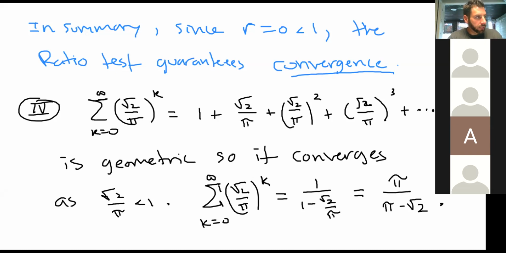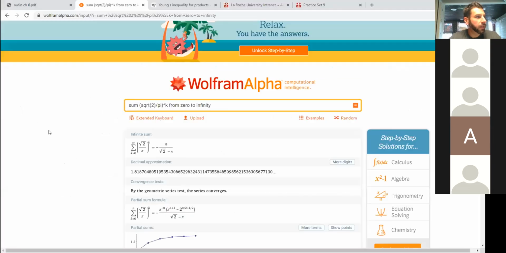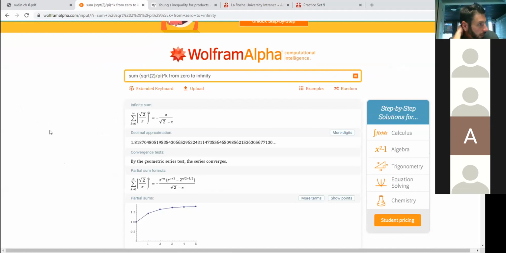And we could even check that. If I type that in on Wolfram, I guess I should share it with you. If I plug this in on Wolfram, you'll see that it gives me the same answer. Now they wrote theirs slightly differently, but I wrote mine as pi over pi minus root 2.